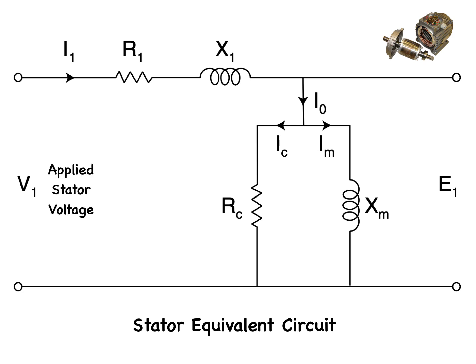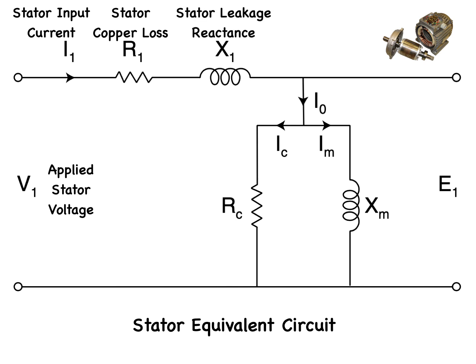The applied stator voltage V1 is shown here. This is the stator input current, I1. The stator copper losses are represented by R1, and X1 represents the stator leakage reactance. The stator side of the motor includes the applied voltage and input current. The stator resistance represents the copper losses, and the leakage reactance models the flux that does not link with the rotor.